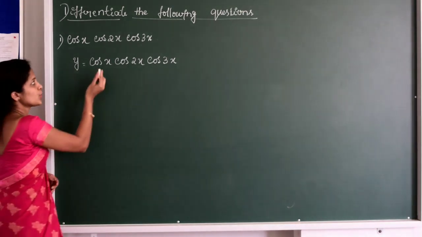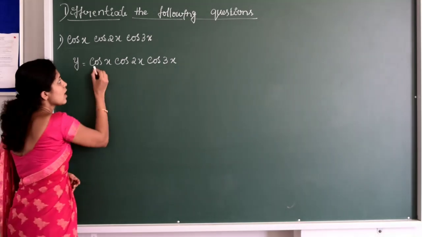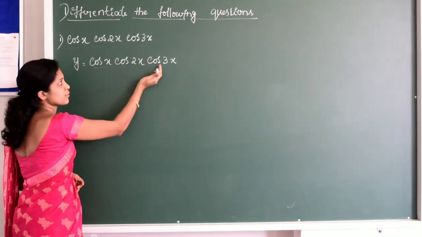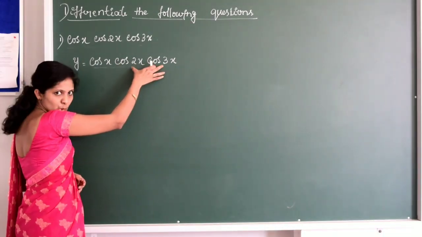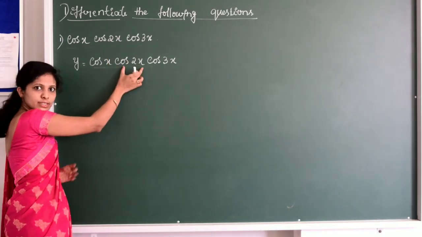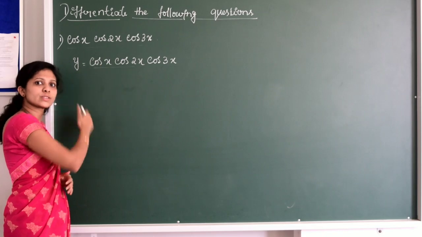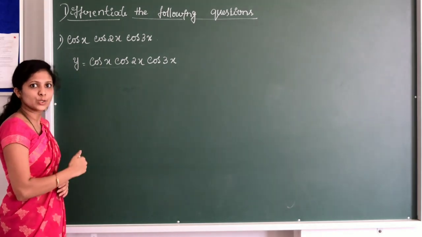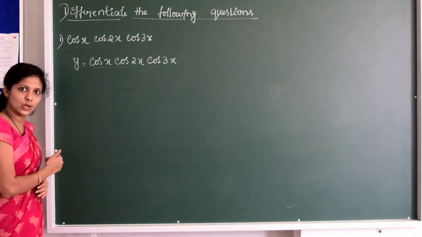Directly you can do it. What you can do, you have to apply the product rule. First keep the two functions as they are, differentiate the third one. Then keep these two as they are and differentiate this one. Then keep these two as they are, differentiate this one. That is also okay. Or if you use the logarithmic method, it will be easy to differentiate, okay? Here we will use the logarithmic method.